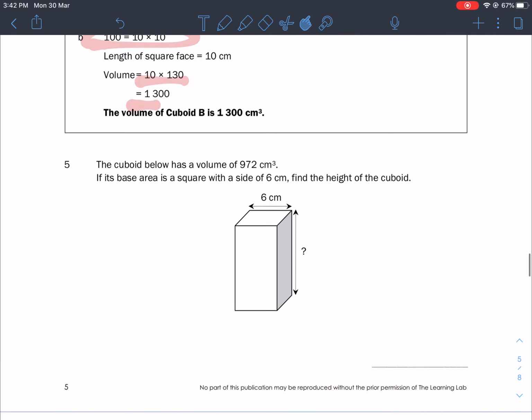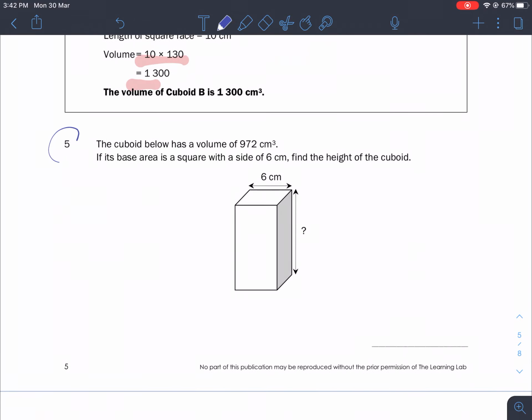Alright, so let's move on now to question 5. The cuboid below has a volume of 672 cm cubed. The base area is a square, so this part is a square of 6 cm. Find the height of the cuboid. So if that is a square, that means this here, the breadth, is also 6 cm. So now you have the length and breadth, you're just missing the height.